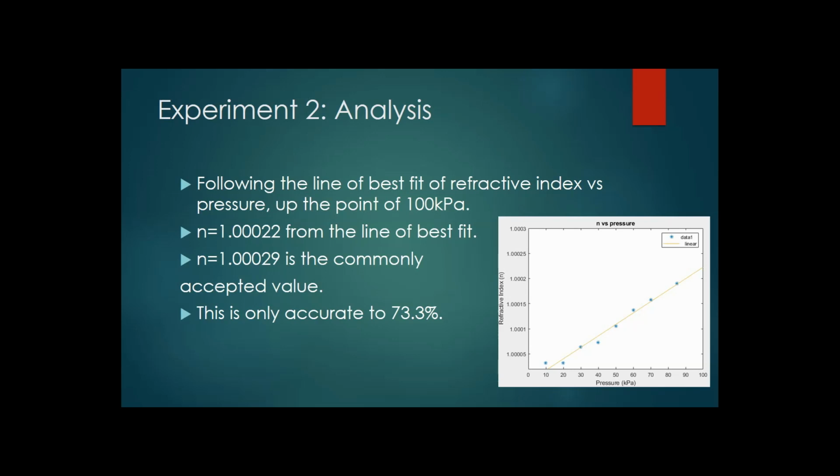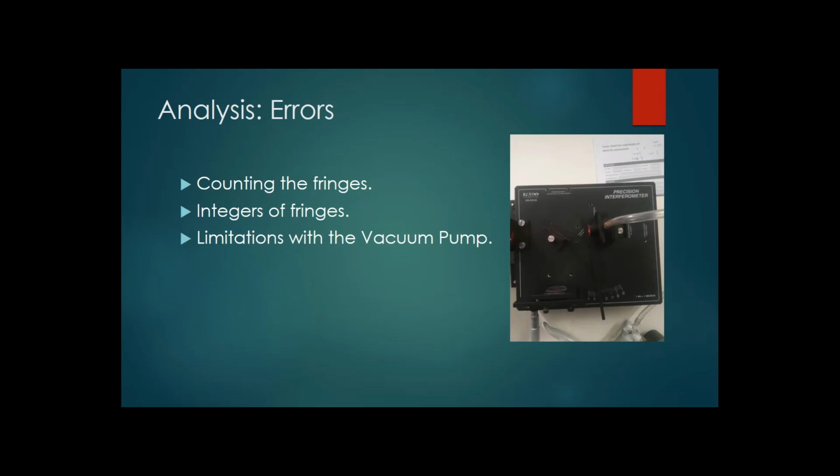This time, counting the fringe transitions was even more difficult, because the fringes moved faster as air was pumped in. Furthermore, we always round the number of fringe transitions to the nearest integer. In reality, the number of fringes counted could have been a decimal. The vacuum pump that we used did not pump up to 1 atmosphere. This limits the accuracy of the estimate at 1 atmosphere.